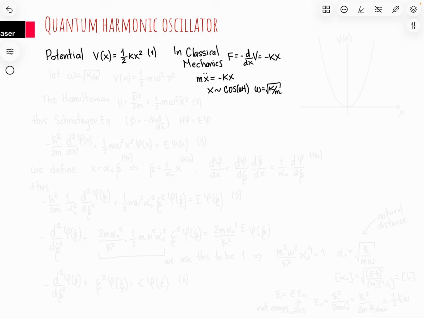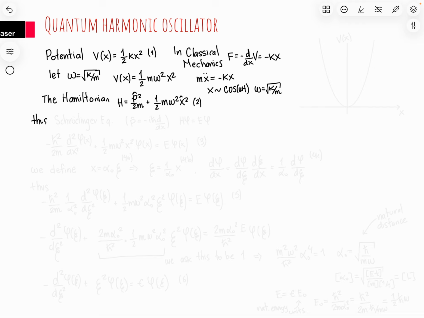Therefore, most of the time, people write the potential in equation 1 in terms of this frequency omega. And so we are going to use this expression, which is 1/2 m omega squared x squared. With this expression of the potential, the Hamiltonian has this form. Is that how it appears in books?